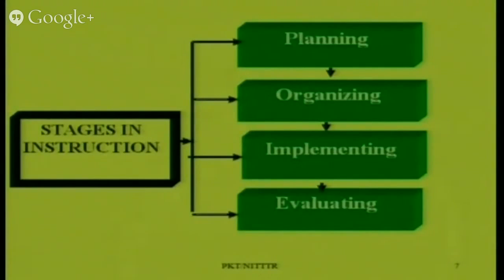instruction passes through four stages. The very first stage is referred to as planning. Next is organizing. Planning simply refers to preparing a blueprint of activities to be undertaken. Organization refers to procuring or developing necessary resources for instruction, preparing the time schedule for undertaking various activities. Two things: procuring or developing resources for implementation of instruction and preparing the time schedule for activities to be undertaken.